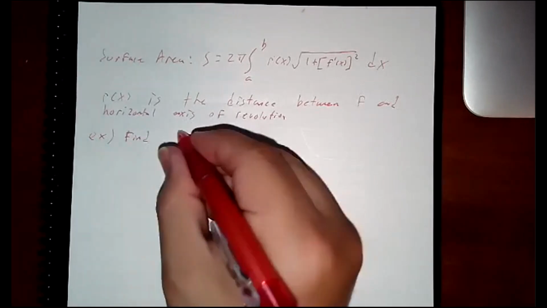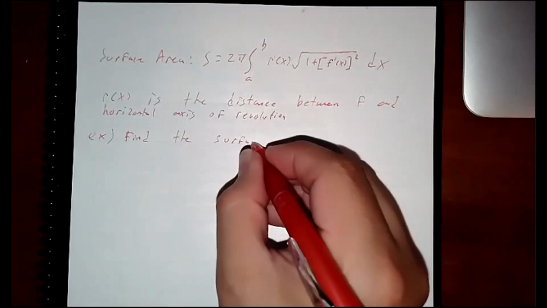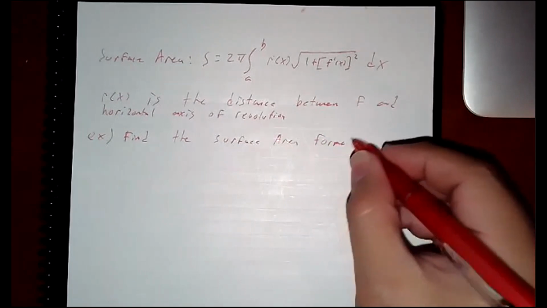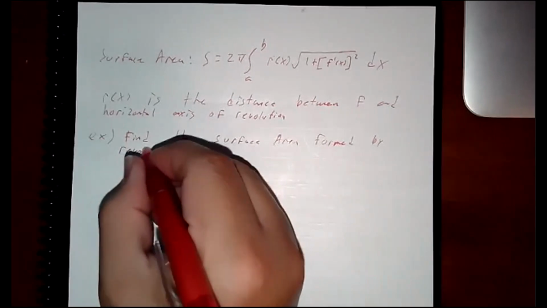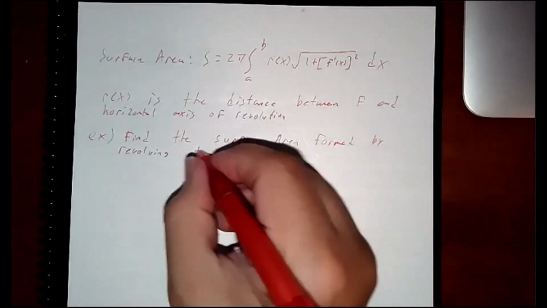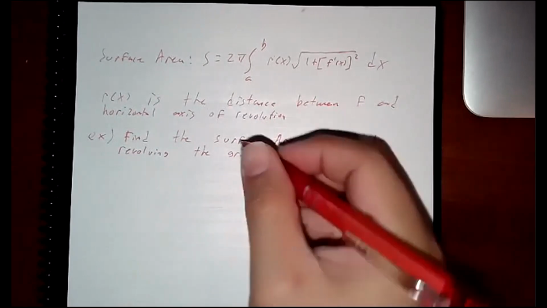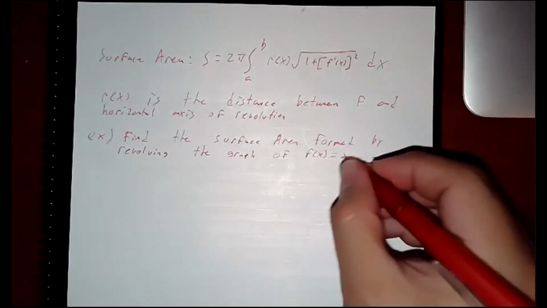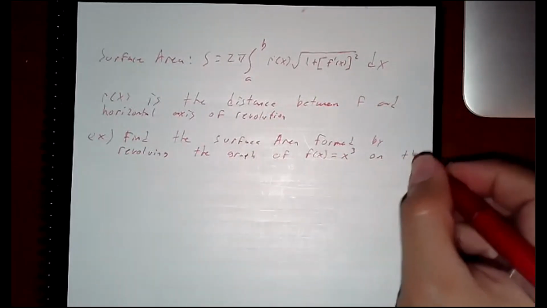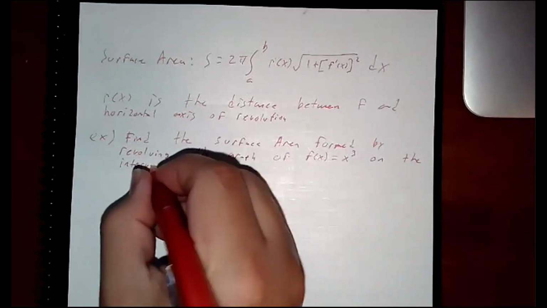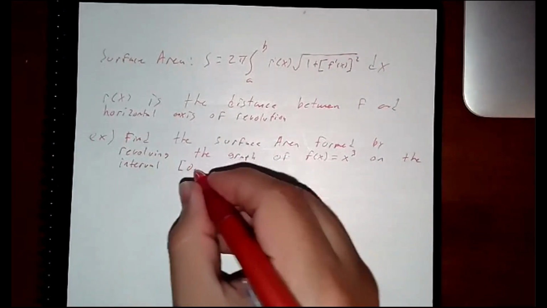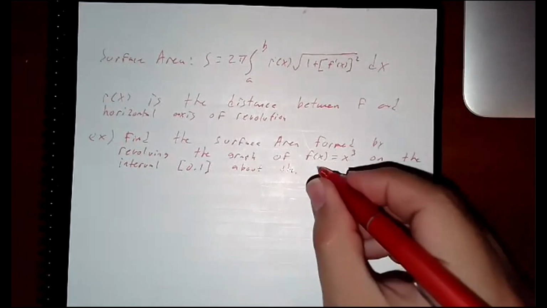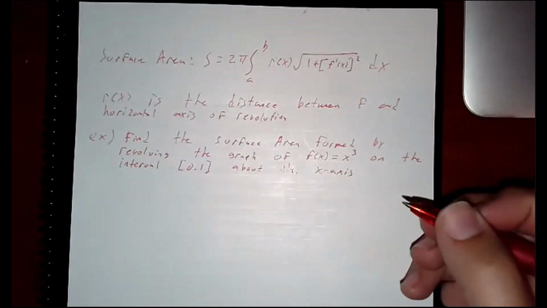Find the surface area formed by revolving the graph of f of x equal to x cubed on the interval 0 to 1 about the x-axis. I'm rotating about the x-axis.